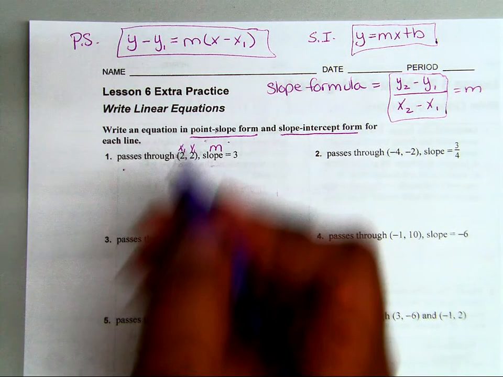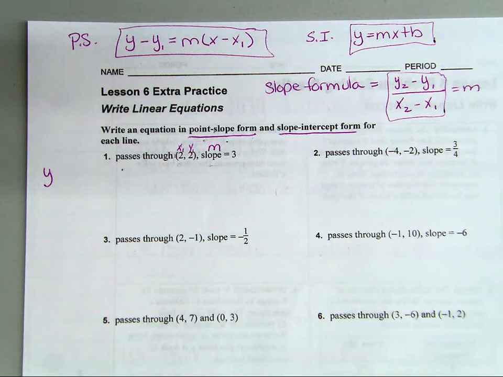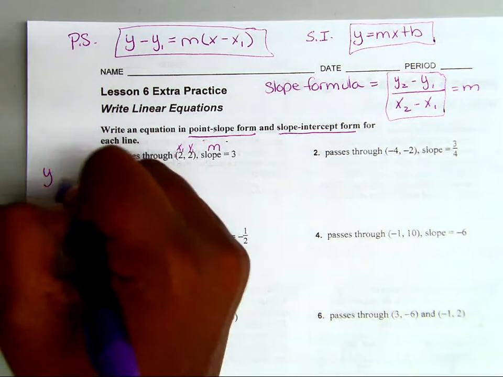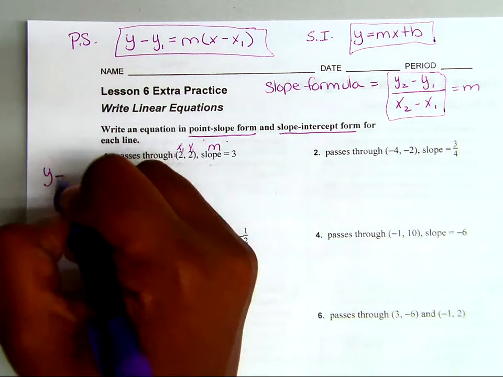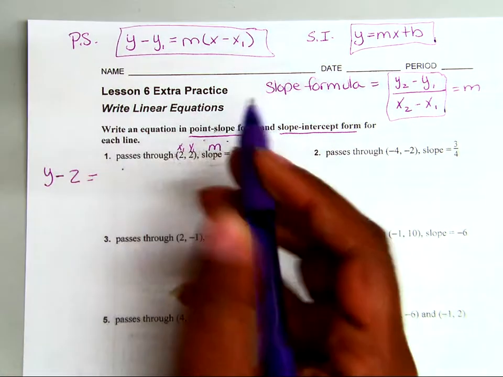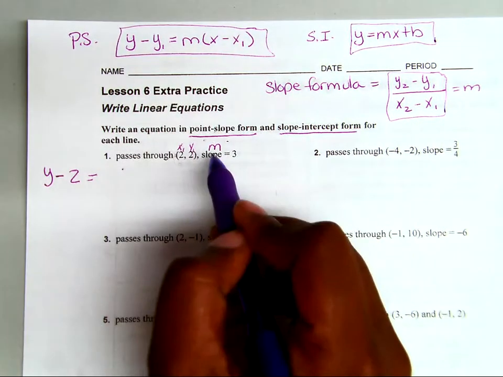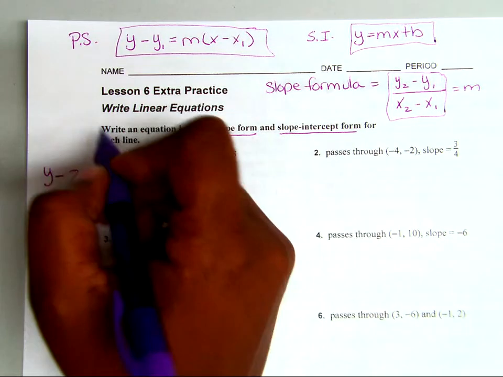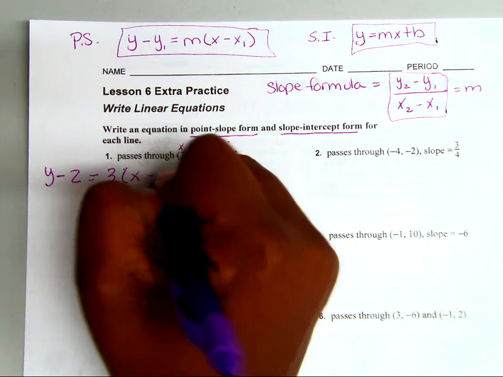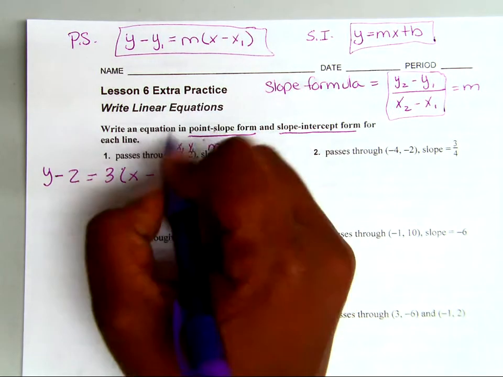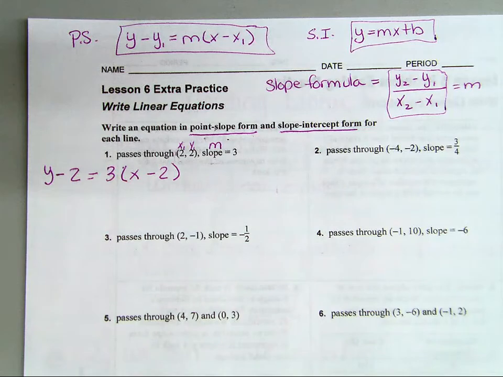Y. If there's no label at the end of it, I'm going to just keep it as Y. Y minus Y1. Y1 is 2 equals M. M is slope, and slope is equal to 3, times the quantity of X minus X1. X1 is 2. Bam. Point slope form.